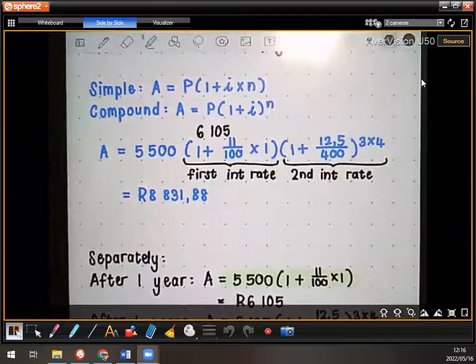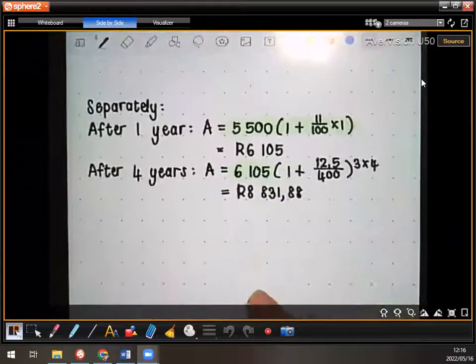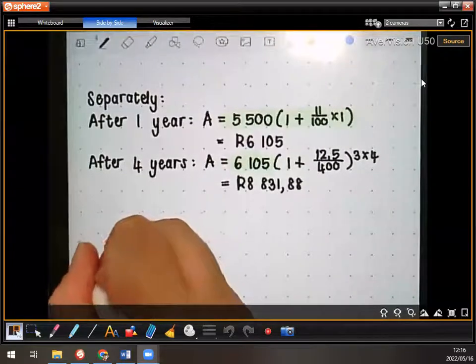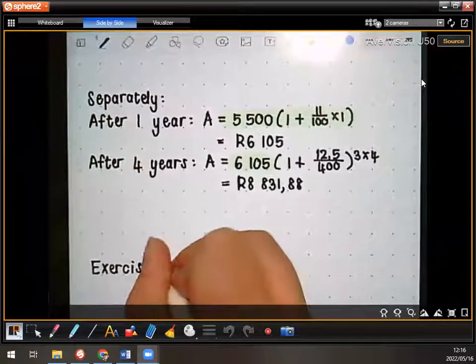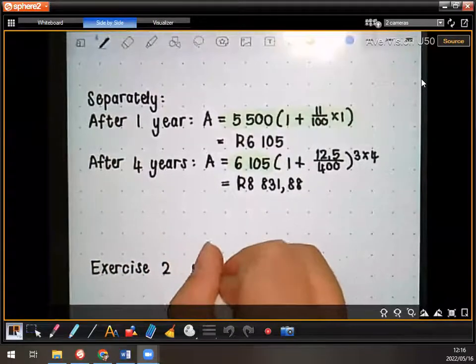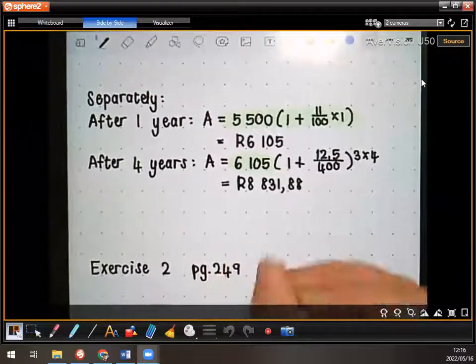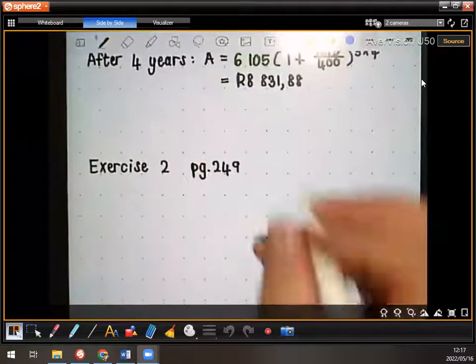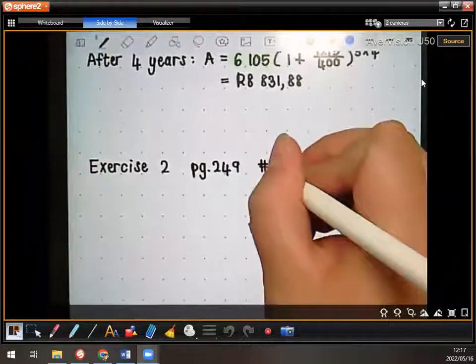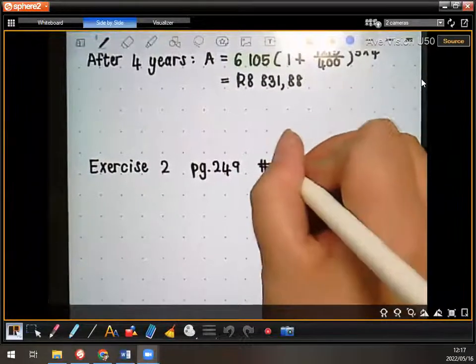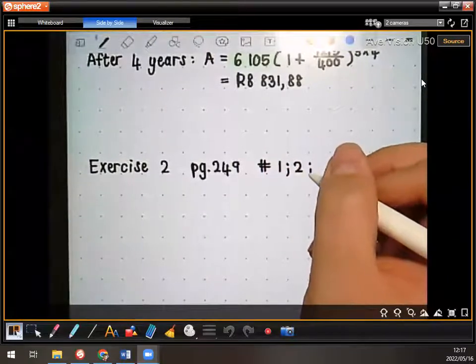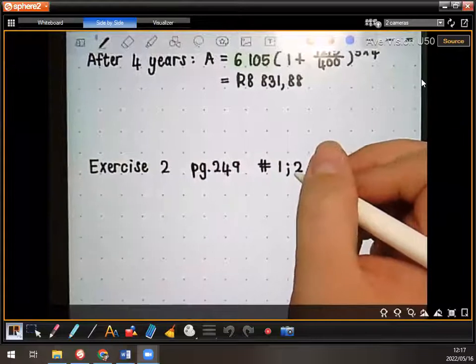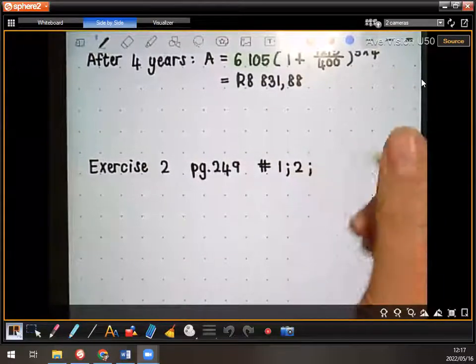Okay. There are 15 minutes left. I want you guys just to get some practice in this stuff on your own. So it's again exercise 2. I'll put it on the board now. And page 249. I would like you to do number 1. And 2. And 5.